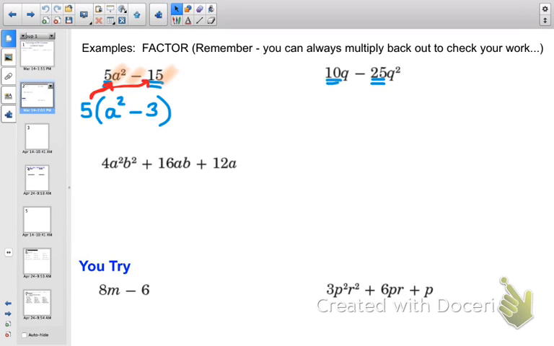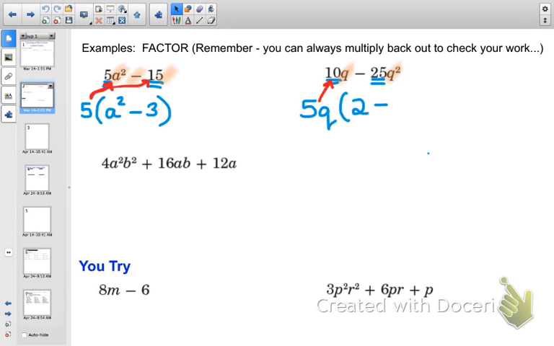The coefficients are 10 and 25, so the greatest common factor of those is 5. Then with the variables q and q squared, we can only take out the least amount. So that first term only has one q, so we can only take out a single q. So then 5 times what gives me 10? 2. Subtraction sign. We already have a q, so we don't need another one.